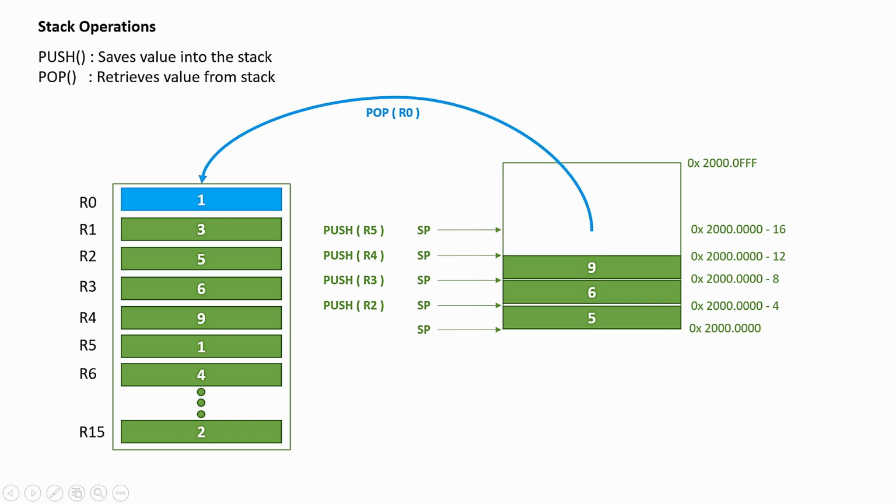Now you can see when I execute the command pop R0, this is what happens. The data in the first position of the stack will be picked and it will be placed in the register mentioned in the pop instruction. And further, the stack pointer is decremented by 4 bytes. As the inverse of the operation for push, this happens.